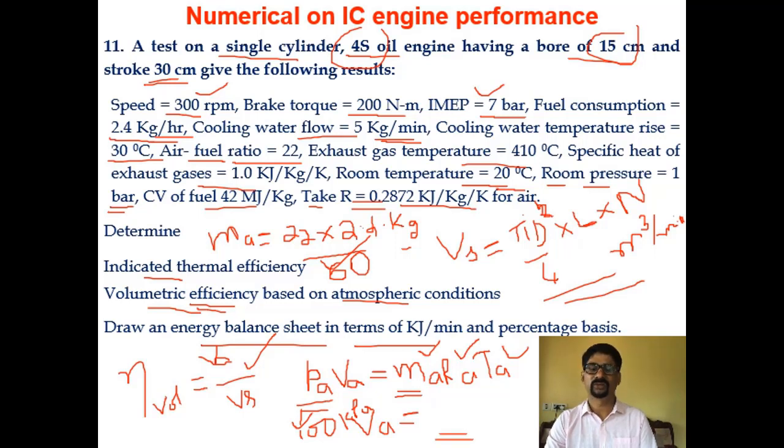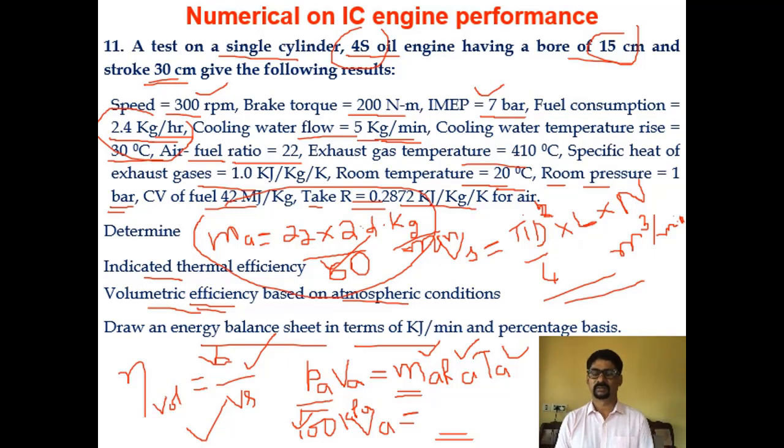So you calculate Va, then substitute in this efficiency formula. You'll get the volumetric efficiency, Va by Vs into 100, in percentage. Then to draw the heat balance sheet in terms of kilojoules per minute on a percentage basis, all the mass quantities you have to take in kg per minute. Except fuel MF, which is given in kg per hour, so you have to convert that into kg per minute. Ma is already calculated in kg per minute, use the same quantity. Water is also given in kg per minute, because I spoke about this in detail in my previous three lectures. So use all mass quantities in kg per minute.